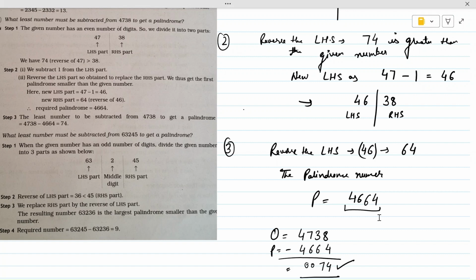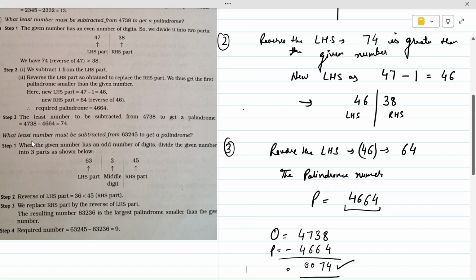So how can we get that number, kids? We know we have to find the difference between the original number and the palindrome number. So this is the least number which we had to subtract from the original number to get the palindrome number, 74. Okay, this is done. Now, let's pick the next question from the book itself.